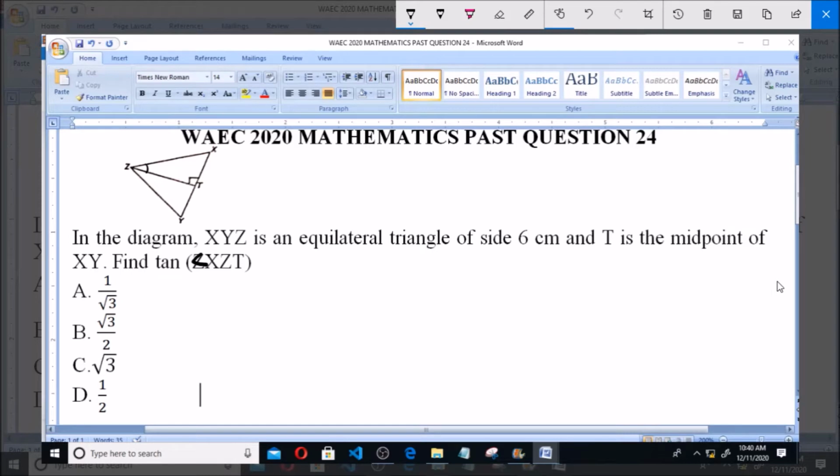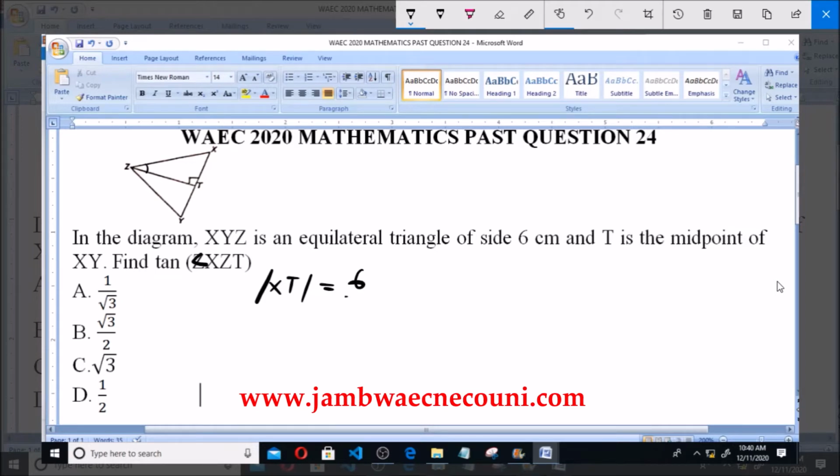Now, since this is an equilateral triangle, it simply means that all sides and all angles of this triangle are equal. So line XT, from here to here, since XY is 6 cm, that's the side of an equilateral triangle, XT will be equal to 6 cm over 2, since it is half that line, and that is equal to 3 cm.